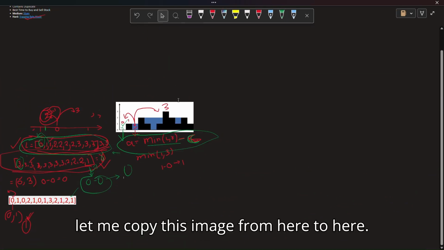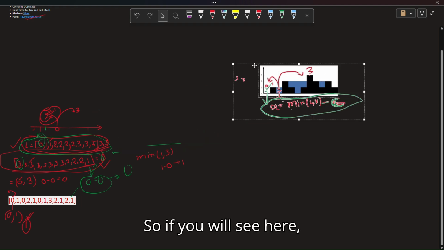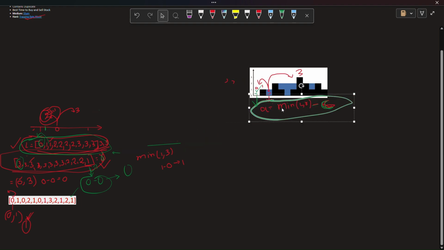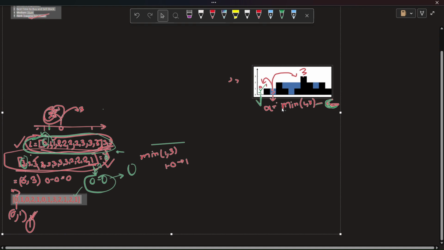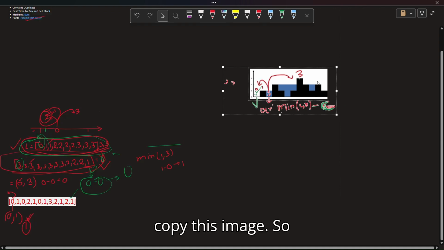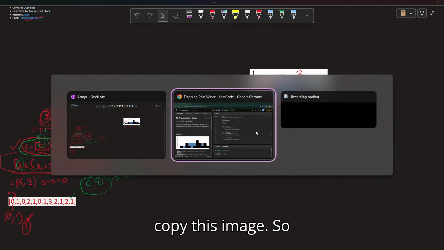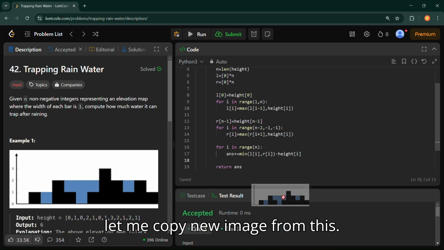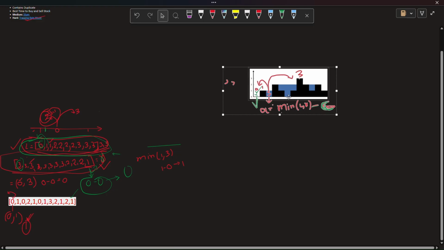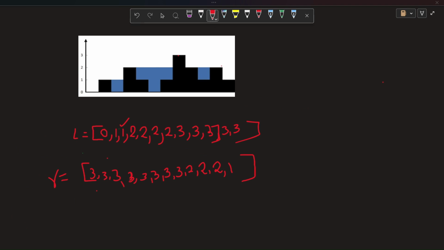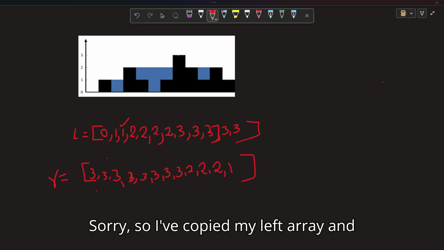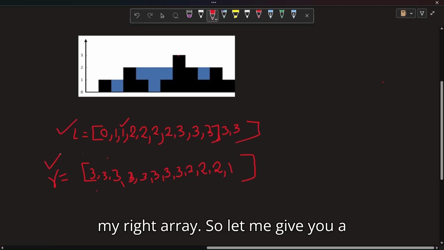Let me copy this image from here to here. So if you will see here, we copy this image. Okay, so let me copy a new image from this. Sorry. So I have copied my left array and my right array.